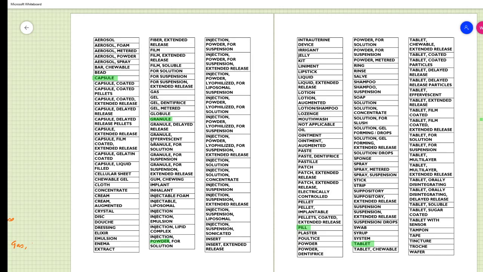Then, as we mentioned, granules are solid dosage forms. Okay, and so these dosage forms, the official list, can be classified according to the scheme that we have discussed. But it's helpful for us as healthcare providers to know that these are the dosage forms which are available commercially and for which prescriptions are usually written.